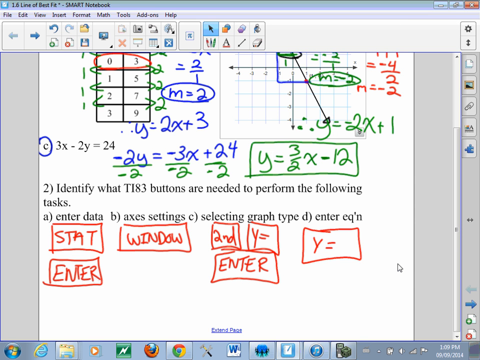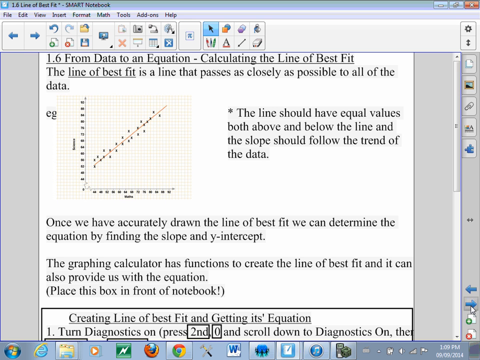So today's lesson, ladies and gentlemen, is the line of best fit, and today we're going to use the graphing calculator to help us with that. Okay? So let's take a look here. The lesson title is 1.6, From Data to Equation, Calculating the Line of Best Fit.